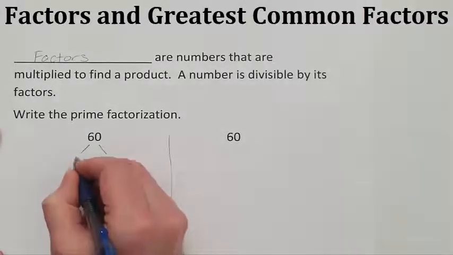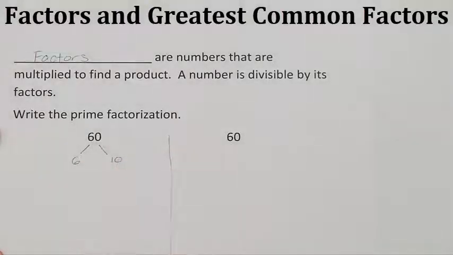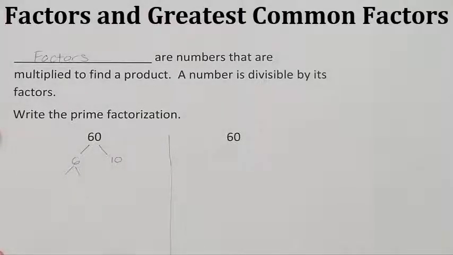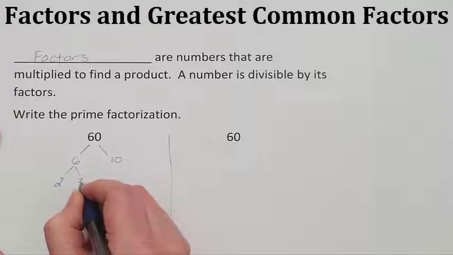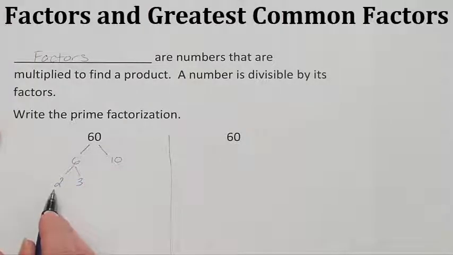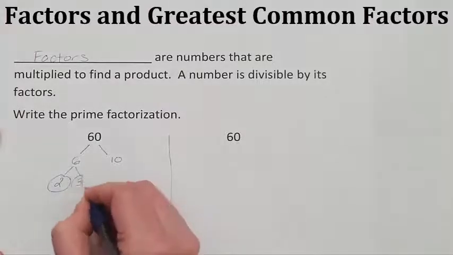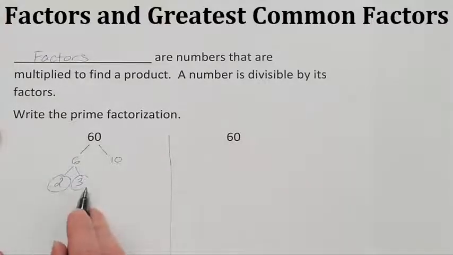Any two numbers. So 6 and 10 could multiply to give me 60. Is 6 prime? If it is prime, then I am not able to break it up. 6, however, is not prime, so I can break it up again. 6 is 2 times 3. Is 2 prime? 2 is prime. I cannot break it up into two other factors. So 2 is prime. That's the end of that branch. Is 3 prime? 3 is. That's the end of that branch. I ended all my branches.